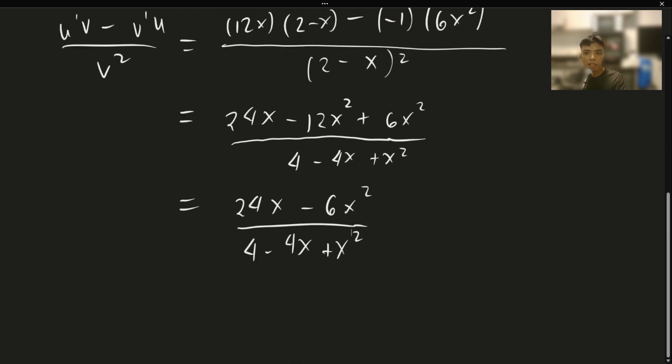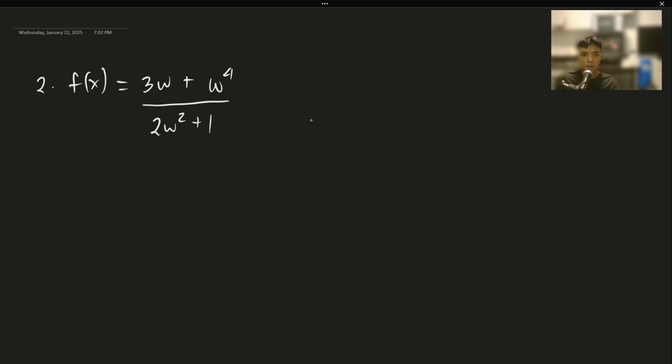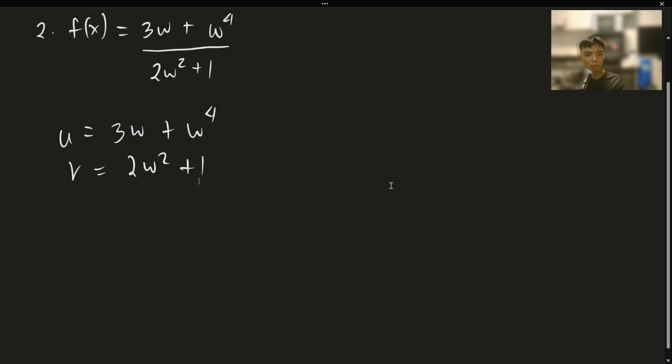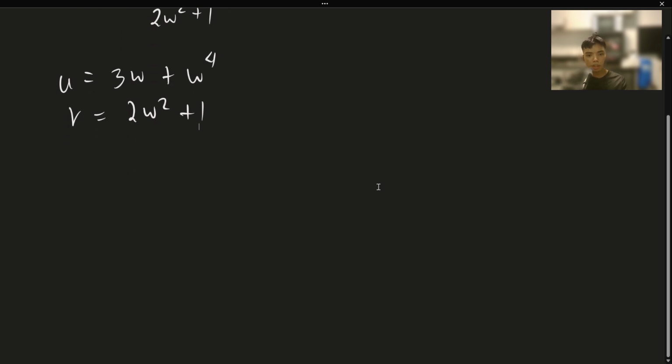Let's go to our next question. So this is our next problem. It has the same form as the previous one. So let's just start. We'll let u be 3w plus w raised to 4 and v be 2w squared plus 1. Now we find u prime and v prime.